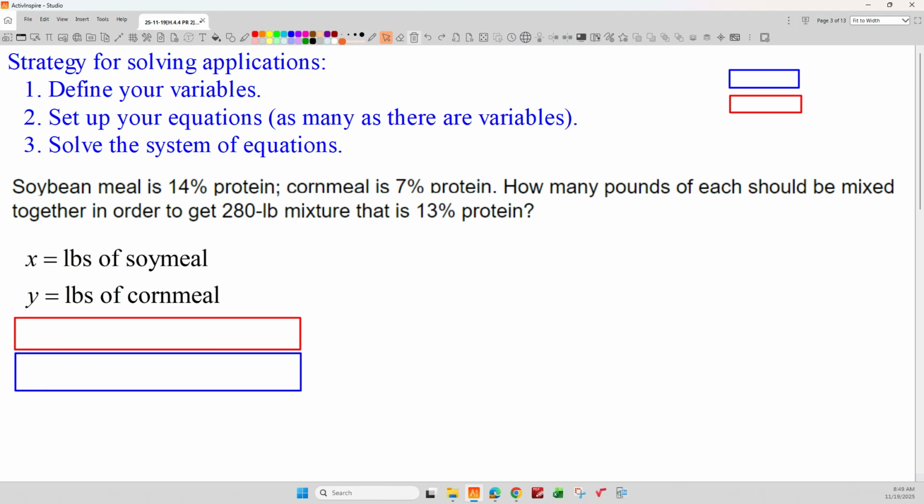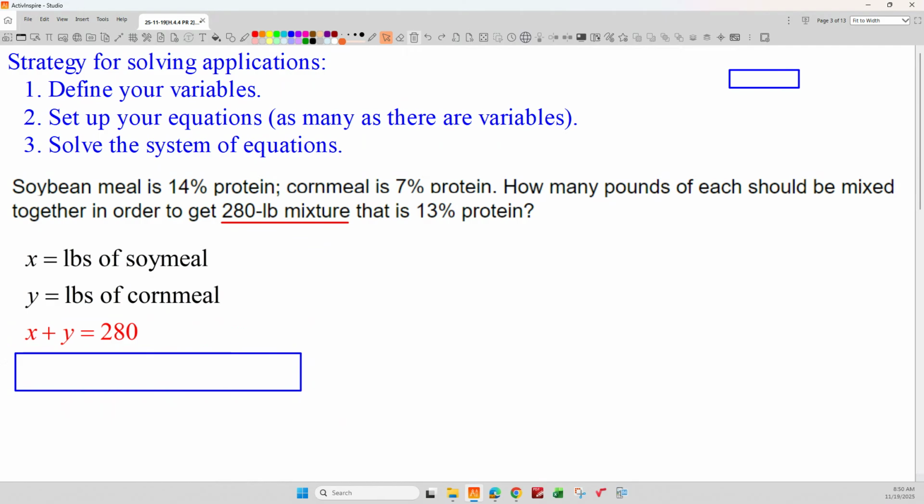Everybody see that? We have a total of 280 pounds of our mixture of those two kinds of meal. And so there's one equation we've got to make. Okay, so what's that equation going to look like then? You essentially told me, but what's the first equation going to be? Yeah, good. X plus Y equals 280. Good. Okay, one down, one to go.